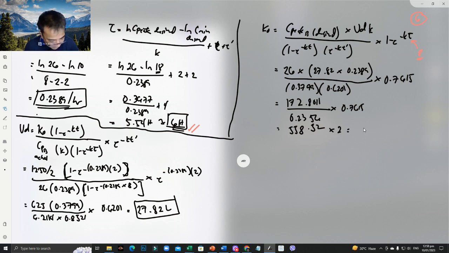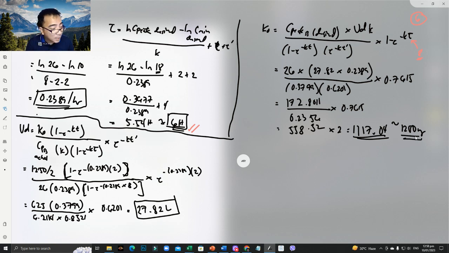558.52 times 2, lalabas is 1117.04. Okay? So, ang nearest dose class na makikita ko na pwede dyan would be 1250. 1250 milligrams pa rin. So, kumbaga, I'll stick with the original dose, 1250.